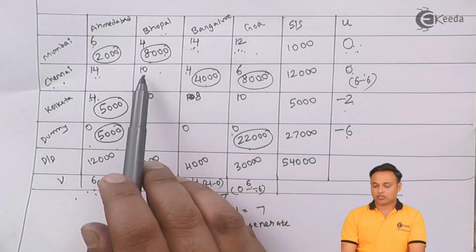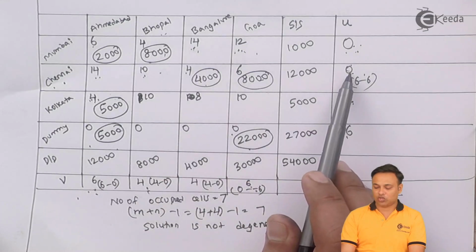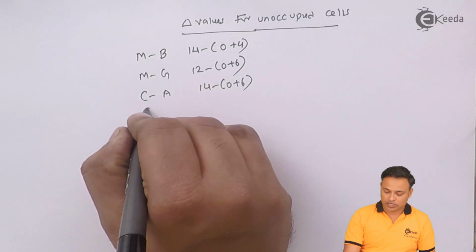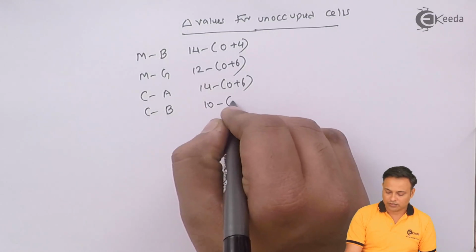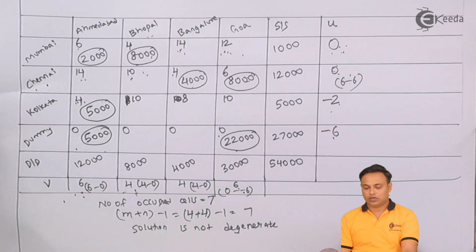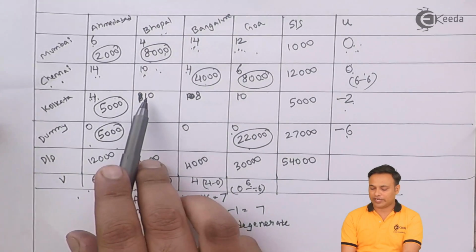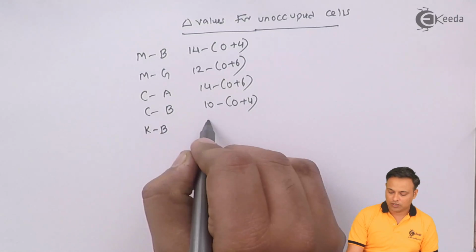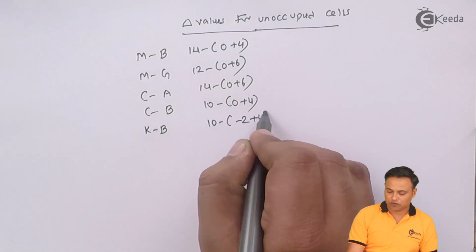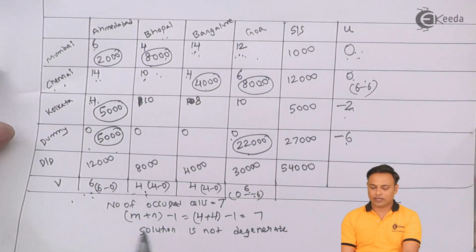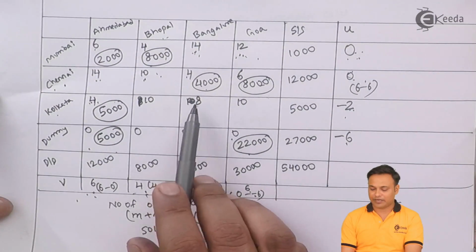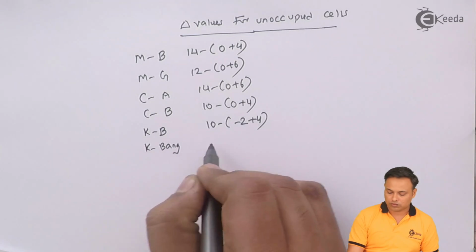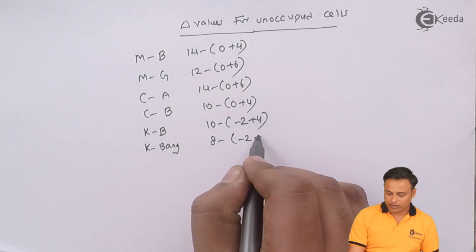Chennai, Bhopal, my cost is 10 minus corresponding U is 0 and corresponding V is 4. So 10 minus 0 plus 4. Next is my Kolkata, Bhopal, 10 minus 2 plus 4. Next is my Kolkata, Bangalore, 8 minus 2 plus 4.